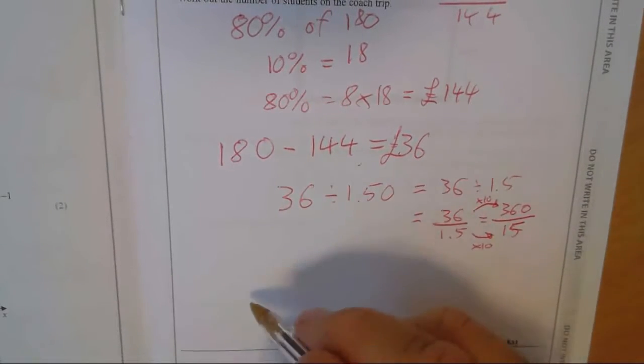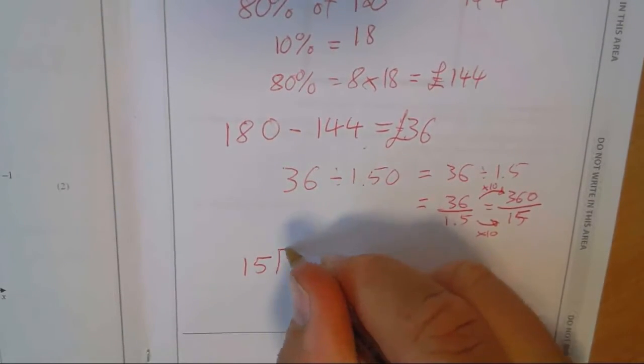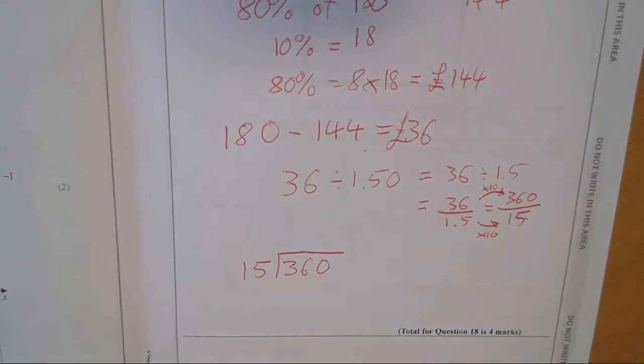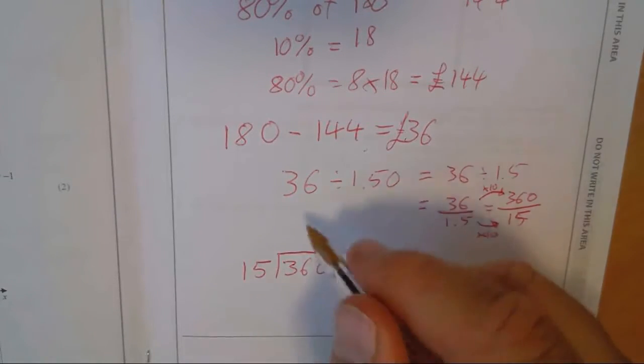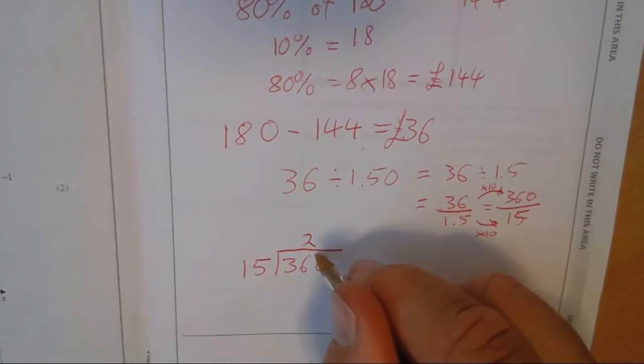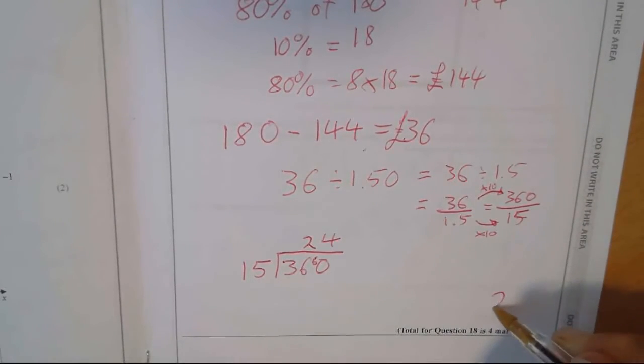360 divided by 15. So we're going to do that as a bus stop division. 15 into 360. 15 goes into 3, not at all. 15 goes into 36 2 times, because 15 times 2 is 30. I've got 6 left over. 15 goes into 60 4 times. There's your answer, 20.